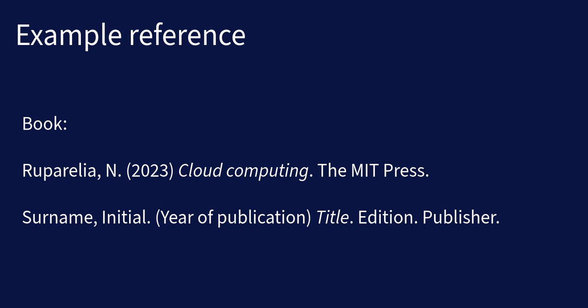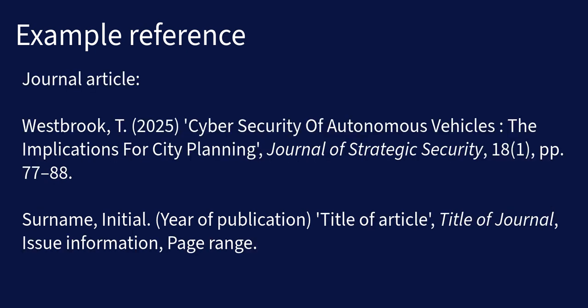Here's an example of a book reference with the author, date of publication, title in italics, and the publisher details. You can next see a journal article reference example, which also has the author's details, but it also has a title for the article as well as the title of the journal, followed by the details that we would need to be able to access it again.